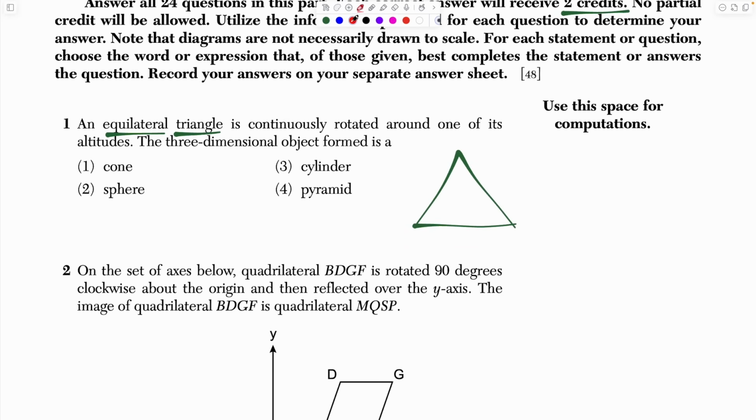And we're going to continuously rotate this around one of its altitudes. Just know the altitude is the line segment that connects a vertex to the base of the opposite side, forming a right angle with the base. So this is the altitude that I'm going to look at here. We're going to be spinning this equilateral triangle in this direction. Just imagine that we're spinning this around and try to imagine what 3D shape would be formed. The 3D shape that would be formed would be a cone. So we'd be looking at a cone, and that tells us choice 1 is our answer.